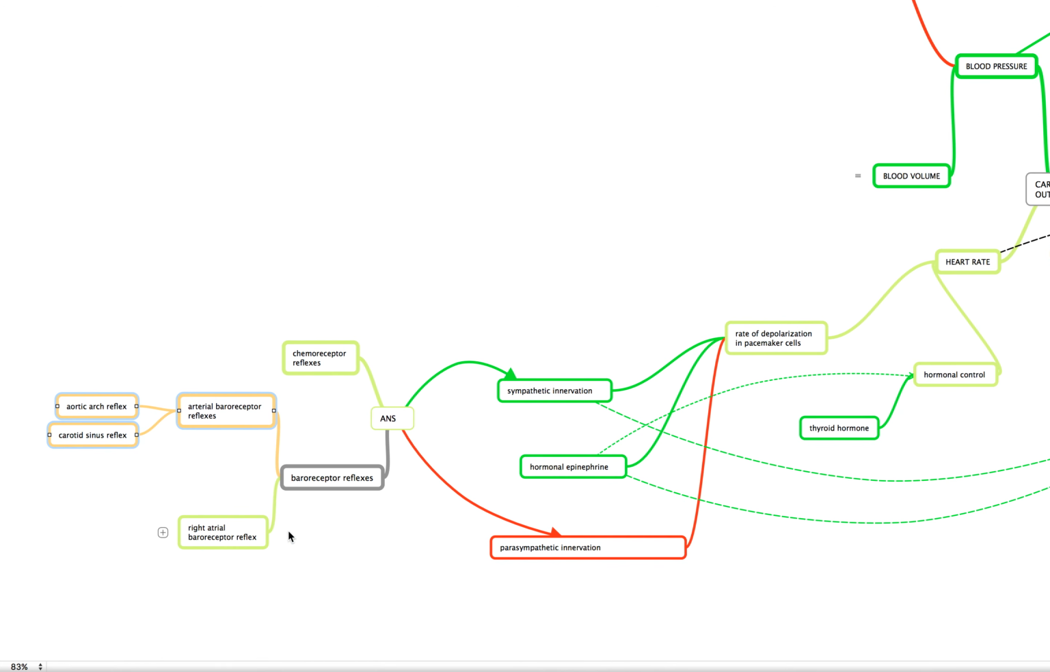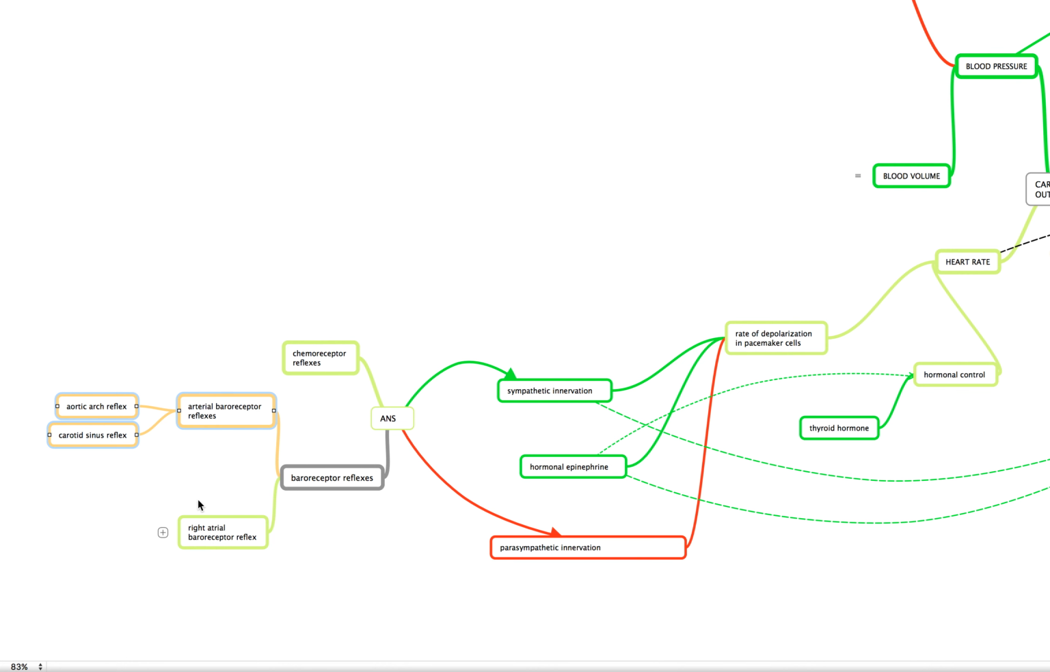Okay, so we have another baroreceptor. So this one's very different than these two. These are arterial baroreceptors, and they exist in the aortic arch and the carotid sinus. This one is a right atrial baroreceptor reflex. And so I will talk about this again in class, but I'm going to just tell you what this one does. This is assessing pressure not in the arteries, but in the right atrium. The right atrium is, for all practical purposes, the end of systemic circulation. It's when the blood has been returned.